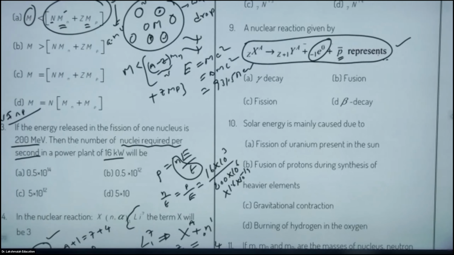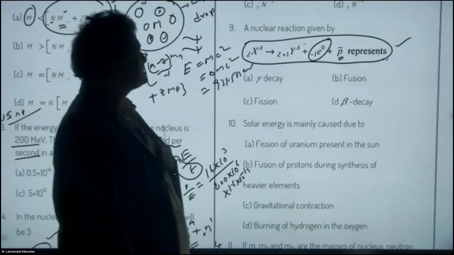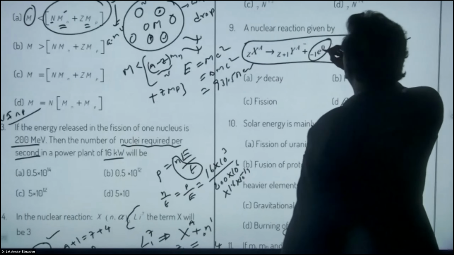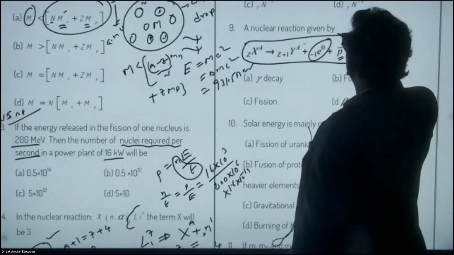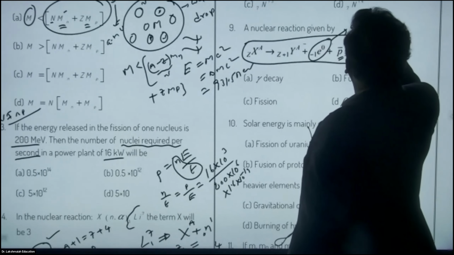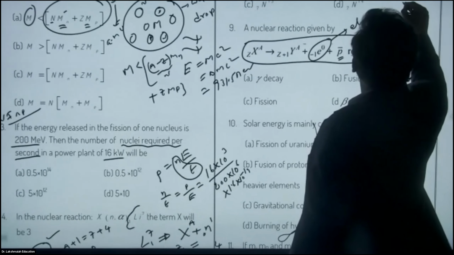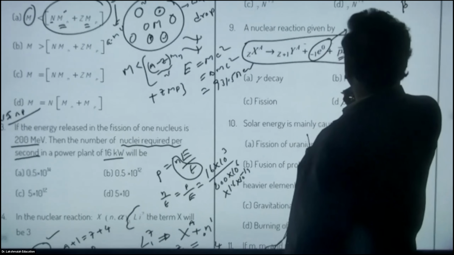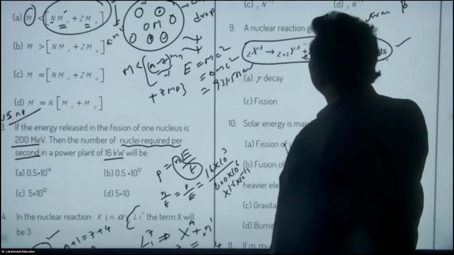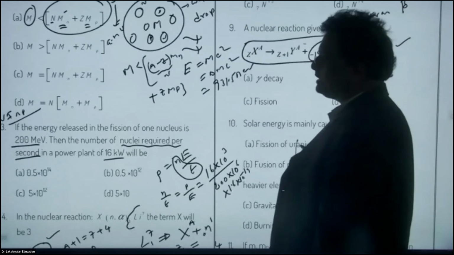I think slowly it is coming. Meghna, Maya Kumari. Yes, sir. See what this indicates. This is the symbol e, minus 1, 0. That is nothing but an electron. Electron is nothing but a beta particle. Is it correct or not? So that is beta decay. That reaction shows beta decay. Any doubt?